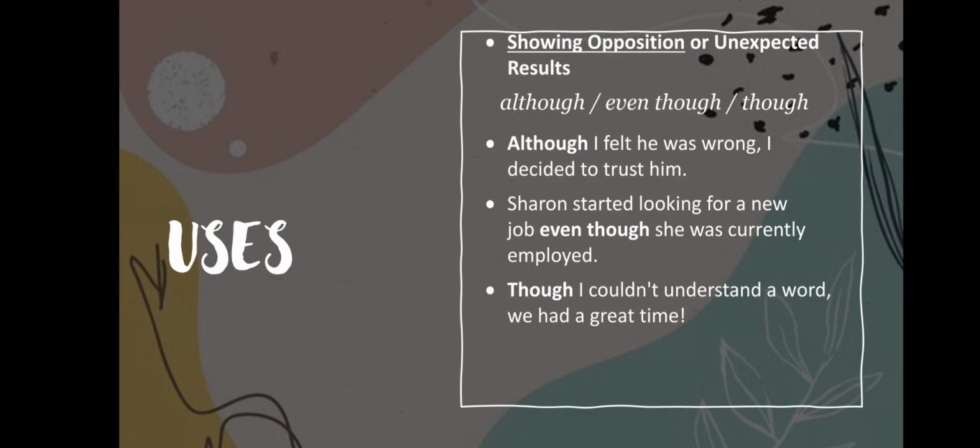Okay, and now we are going to talk about the uses of complex sentences. Complex sentences are written by using subordinating conjunctions to connect the two clauses, right? For example, showing opposition or unexpected results. As you can see, we have the words although, even though, and also though.